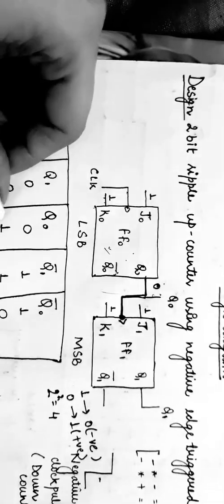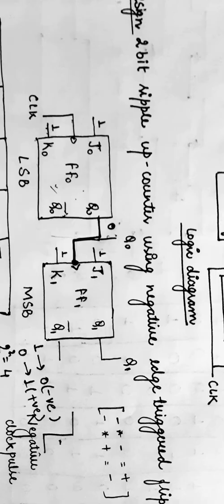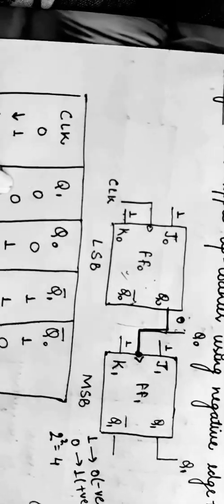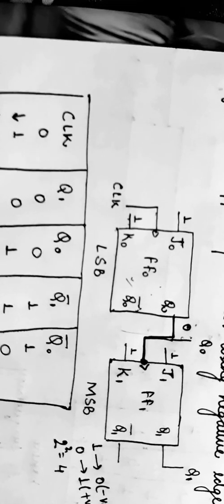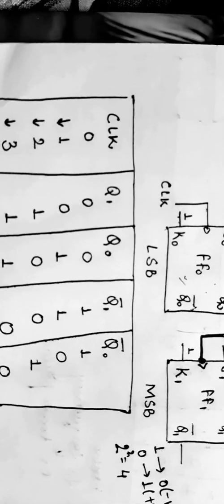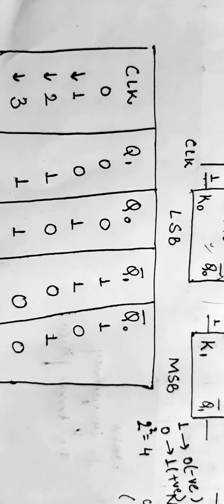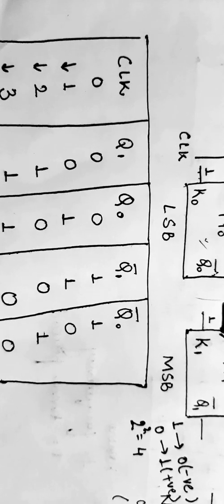Now here we see the transition is from 1 to 0. That is the negative pulse, and it acts because it is a negative edge triggered flip-flop. So here we see that the output 0 will get complemented, so we'll get 1. Clear? So your Q1 will be 1. Here we see that your Q0 is 0, so Q0 bar will be 1, and Q1 is 1, so you will get Q1 bar as 0.